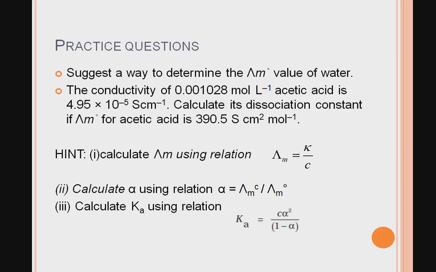Next is a numerical. The conductivity of 0.001028 moles per liter acetic acid is 4.95 into 10 raised to power minus 5 Siemens centimeter inverse. Calculate its dissociation constant if lambda m naught for acetic acid is given to you. So first of all, you will calculate molar conductivity using the relation kappa upon C. Lambda m naught is given to you, lambda mc you have calculated. So then you can calculate alpha and then Ka.